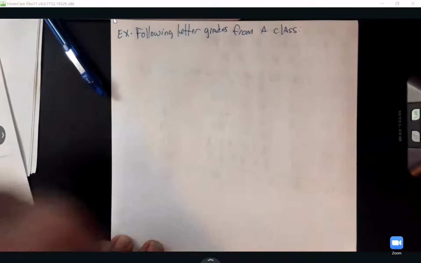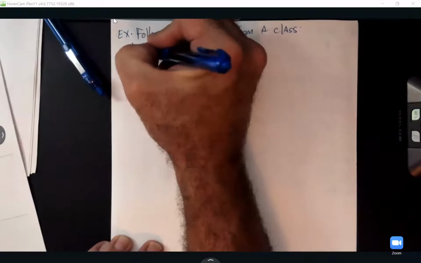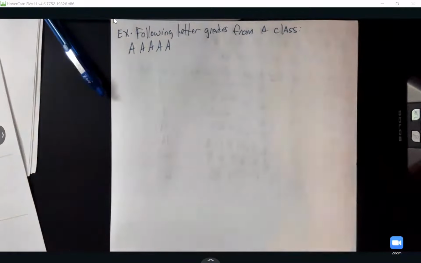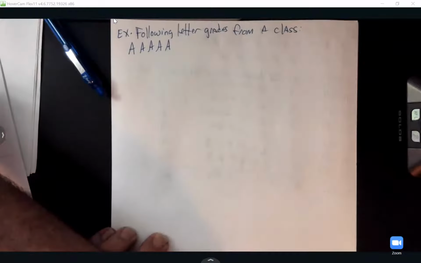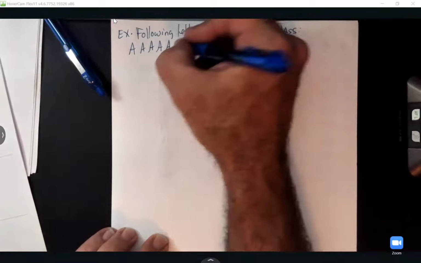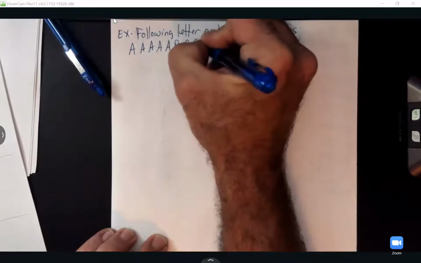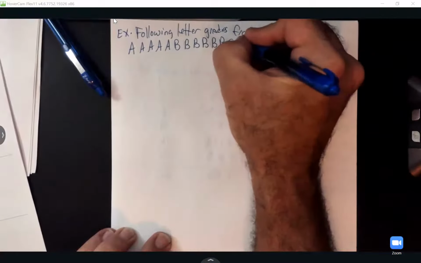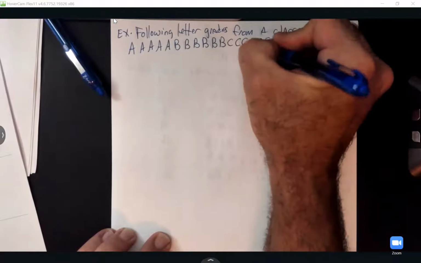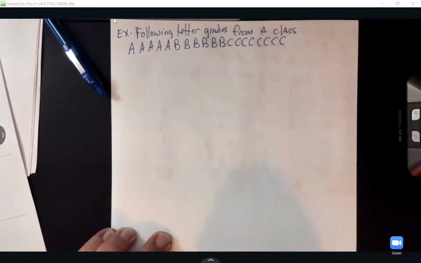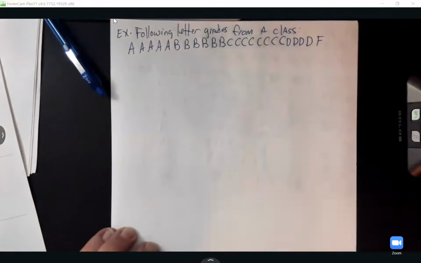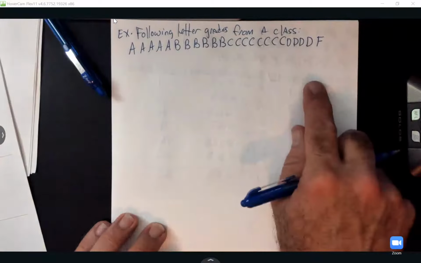So I got 1, 2, 3, 5 A's. Now what's nice is this data was given to me in order. I didn't have to search through all the data to find what I needed. On the B's, we got 1, 2, 3, 4, 5, 6 B's. C's, I had 8. 8 C's, I had 4 D's, and then 1 F. So y'all, those are all the grades from this class.